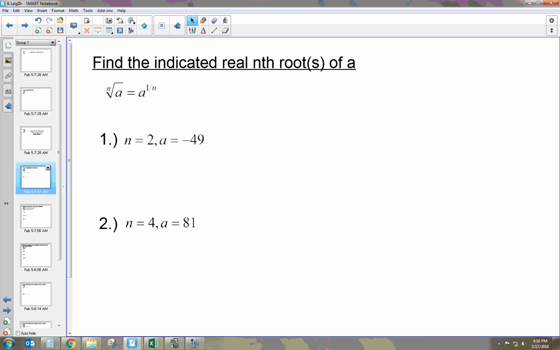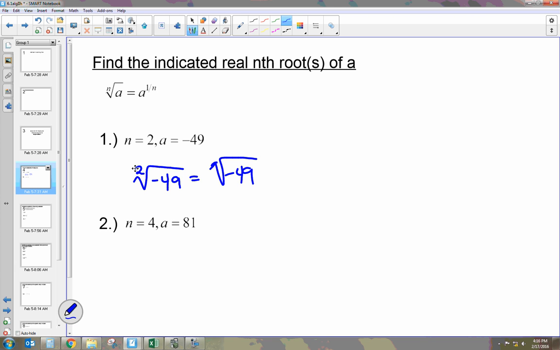So we can rewrite this as the square root of negative 49. We cannot have any real roots of this because this is an imaginary number, so we have none. So we have to be careful of looking at that root. Now this next one, we can write it as the fourth root of 81, which is 3. And since it's the roots, it's also plus or minus, because it's like we're solving for it. So it's plus or minus 3.